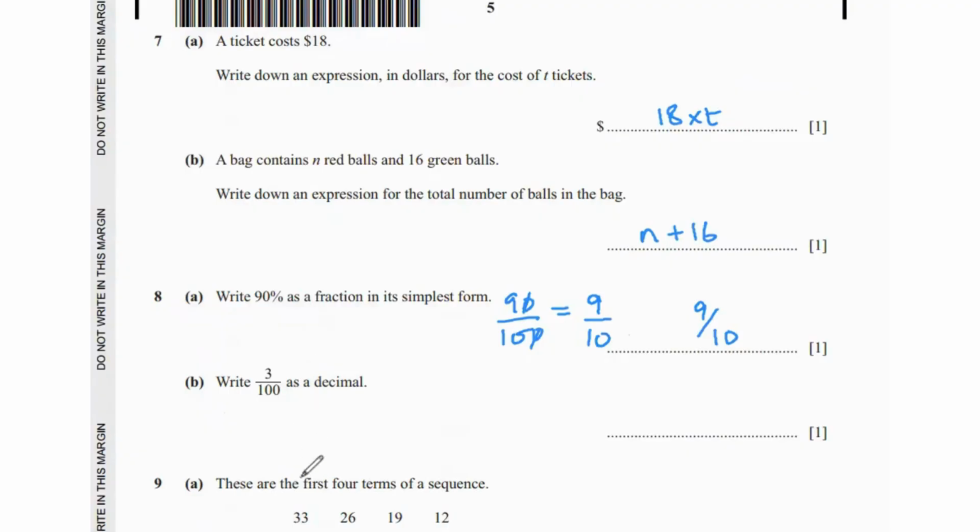Next, write 3 over 100 as a decimal. So same thing as I told you initially. Assume that there is a decimal after the whole number. So if you're dividing by 100, that means we move the decimal 2 places to the left, which means it's going to be 0.03.